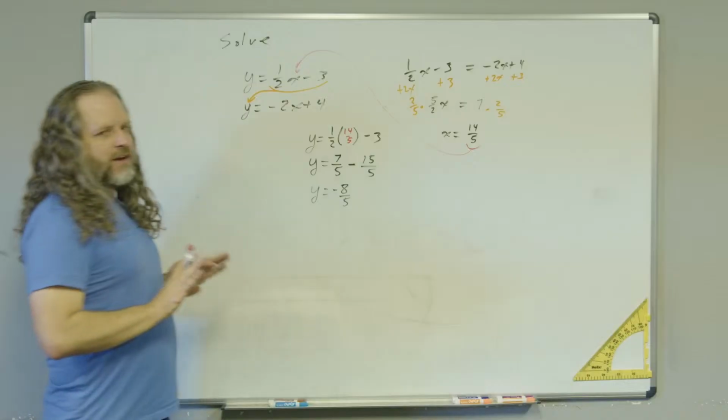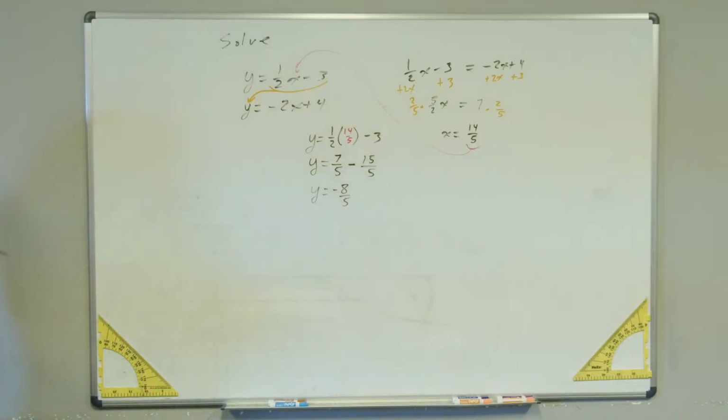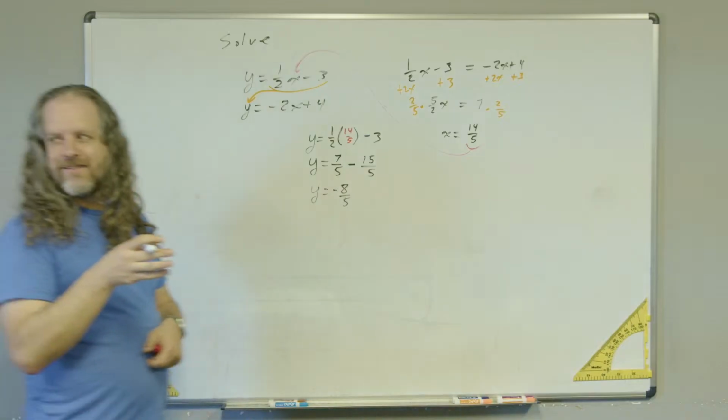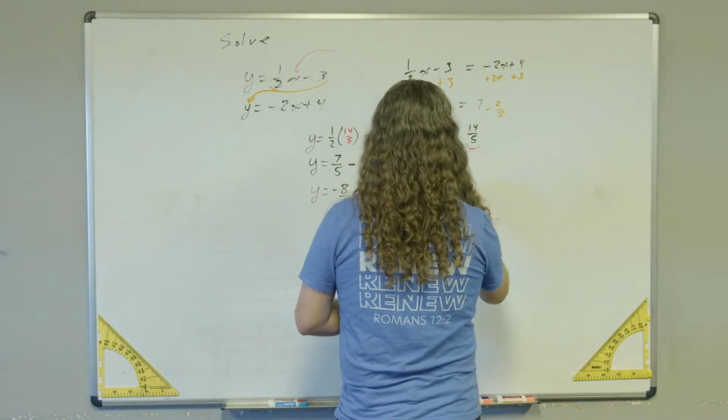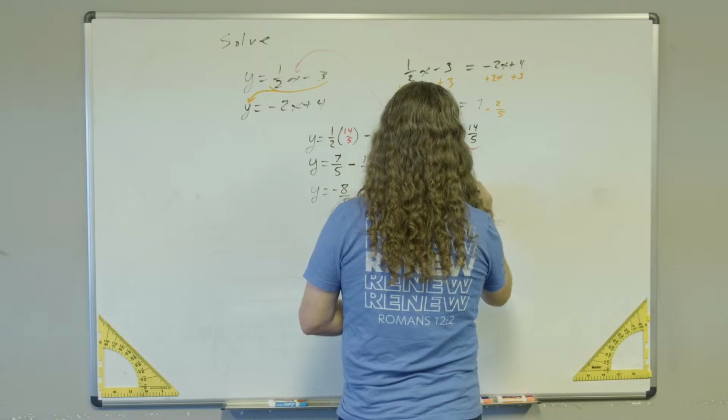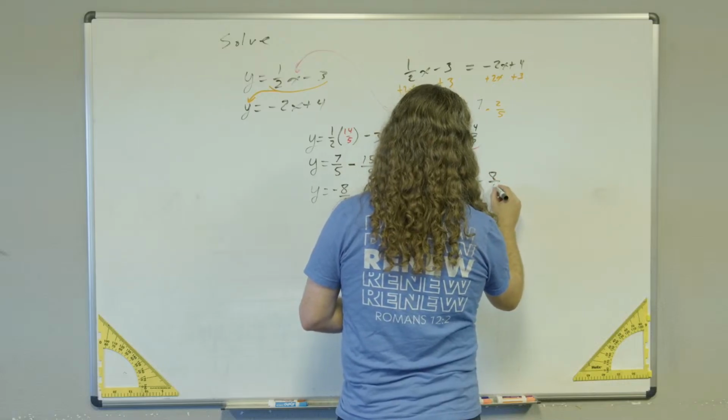We have to do one more thing, right? We gotta write our answer the right way. How do we need to write our answer? Yeah, an ordered pair, right? 14/5, negative 8/5.